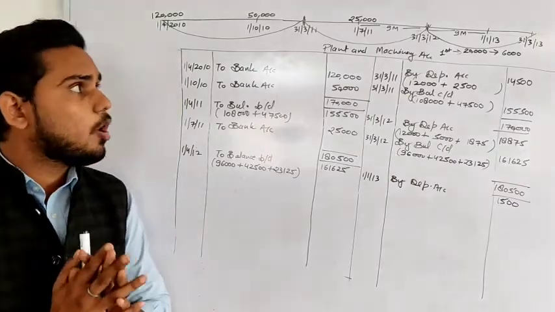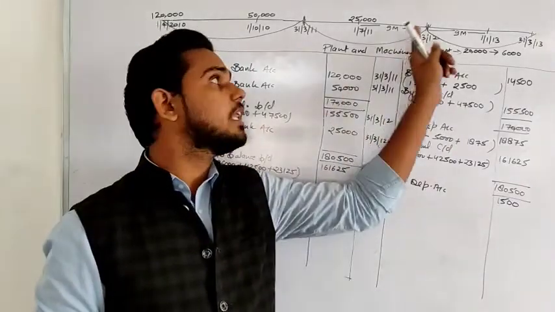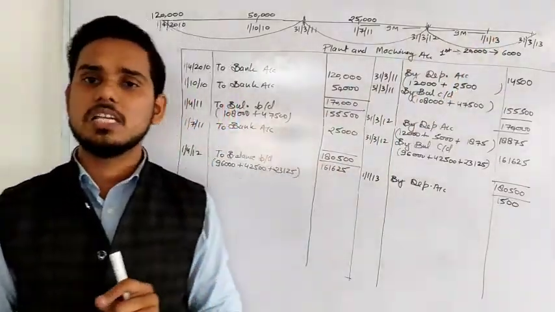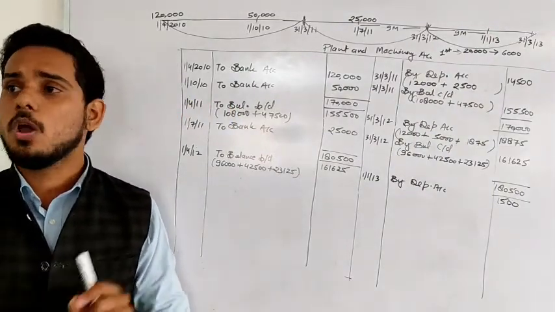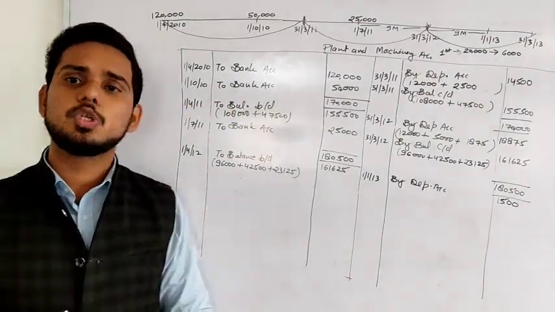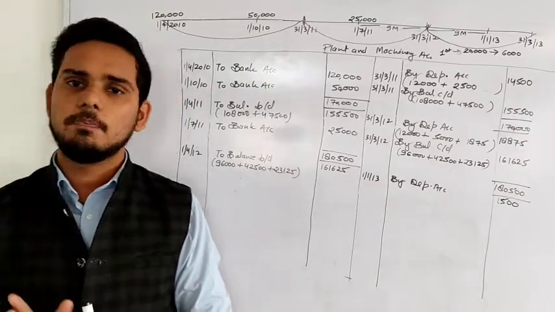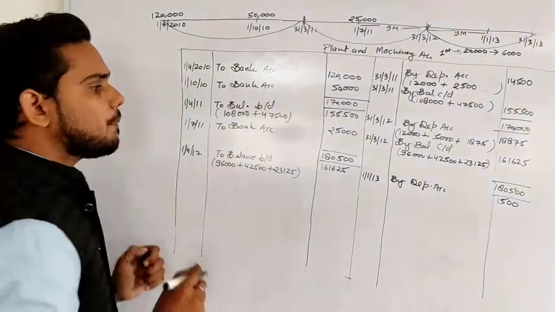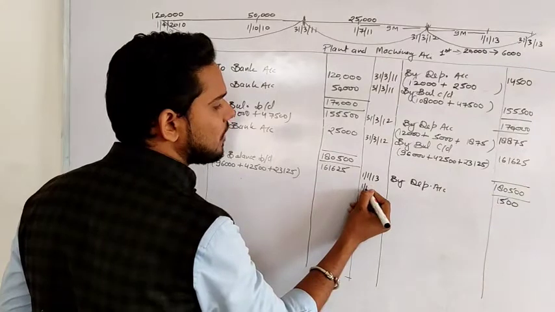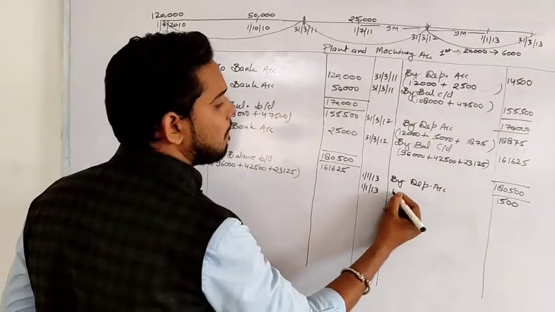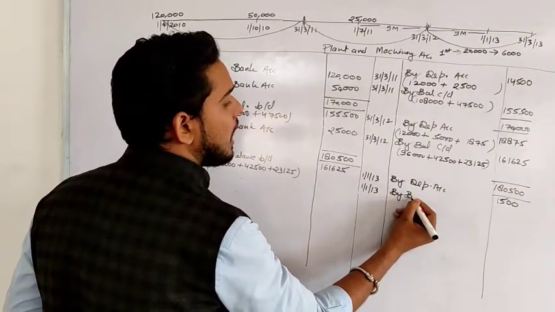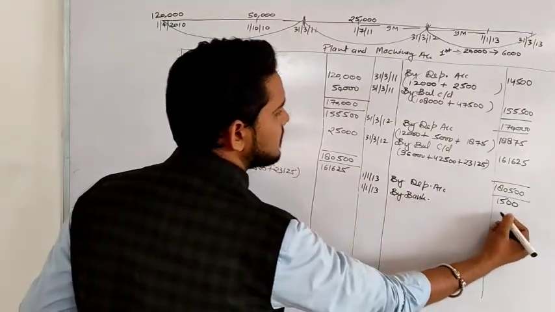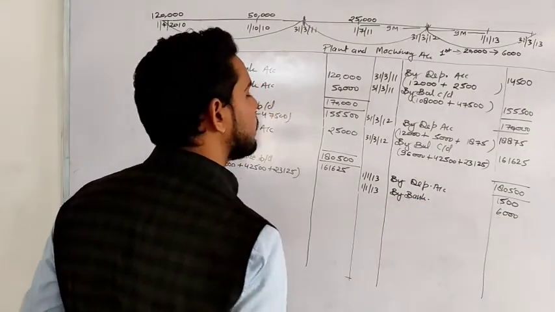So you need to remember always that if you are selling the asset in between the year, before selling the asset, firstly you need to charge depreciation on that asset only which you are selling in between the year, right? Okay. After charging the depreciation, now we can sell the asset. So we are selling, write what? By bank account. And we are selling for a price of 6,000. So write by bank 6,000.